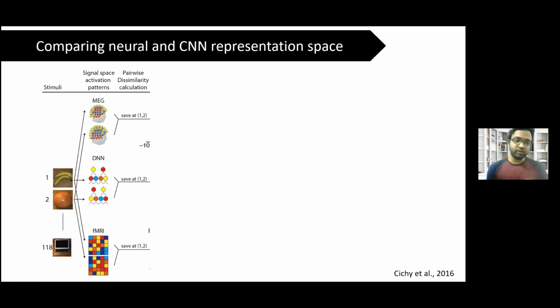To overcome this challenge of mapping between the different units, what we do is use representation similarity analysis. The idea is as follows. If these two images are perceived to be similar by the brain, then they will evoke very similar activations. If you look at the fMRI data over here, this is the activation pattern for banana, and this is the activation pattern for orange.